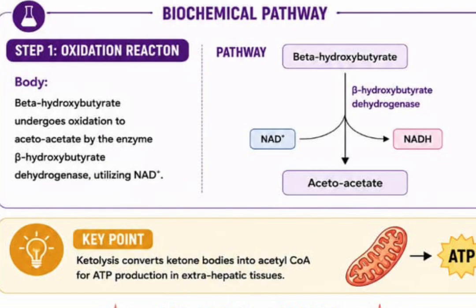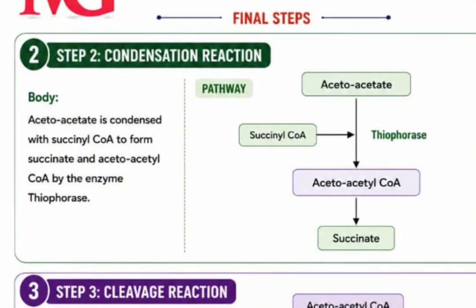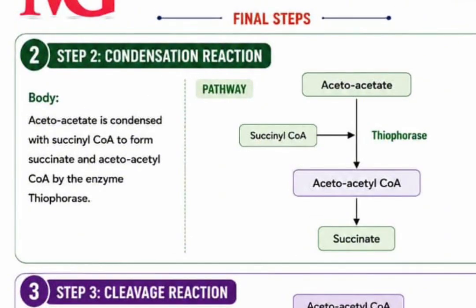The next thing I'll do is condense acetoacetate with succinyl-CoA. If I condense acetoacetate with succinyl-CoA, what will I get? I'll get acetoacetyl-CoA and succinate. Remember that now I have acetoacetate, so I'm going back to where I started from. I was coming from the condensation of two molecules of acetyl-CoA to give us acetoacetyl-CoA.